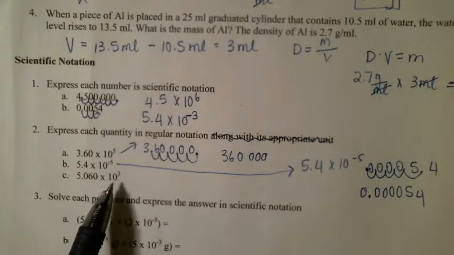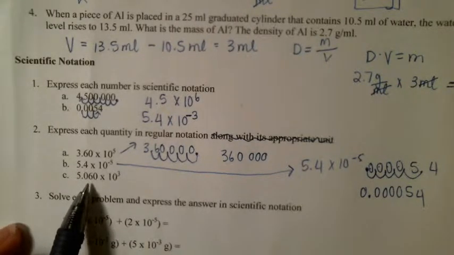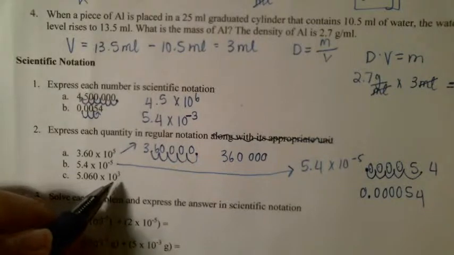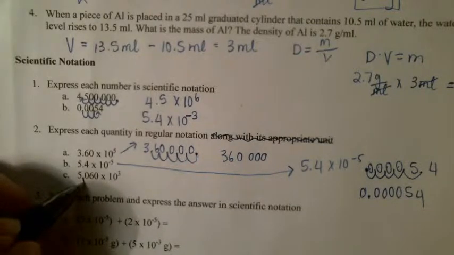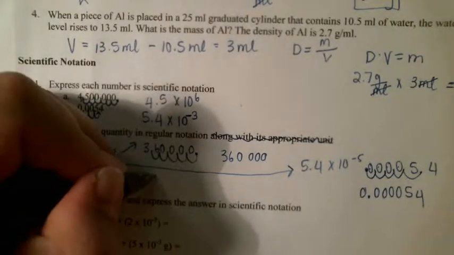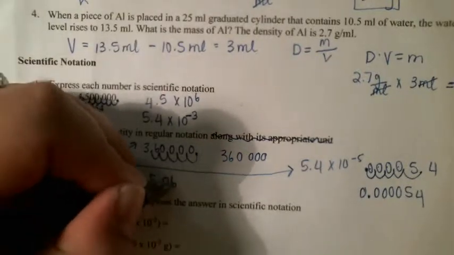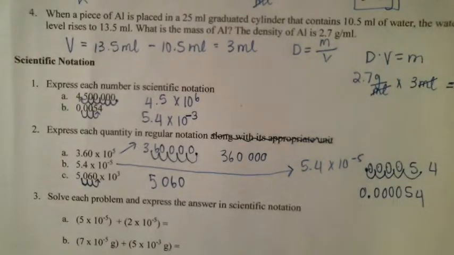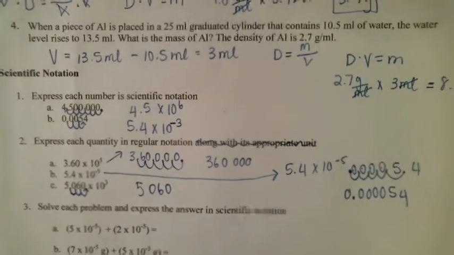Let's look at C. All right, this exponent, again, is positive. So we're going to be hopping our decimal to the right to ensure that this number, when written in regular notation, is bigger than 1. Here we're going to hop our decimal point 1, 2, 3 times, and we're going to end up with 5,060.